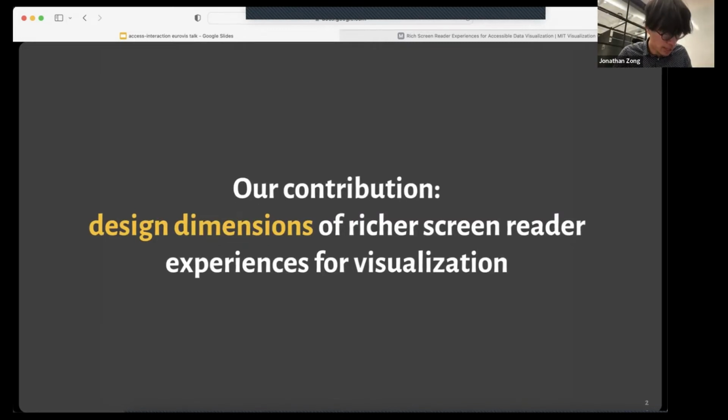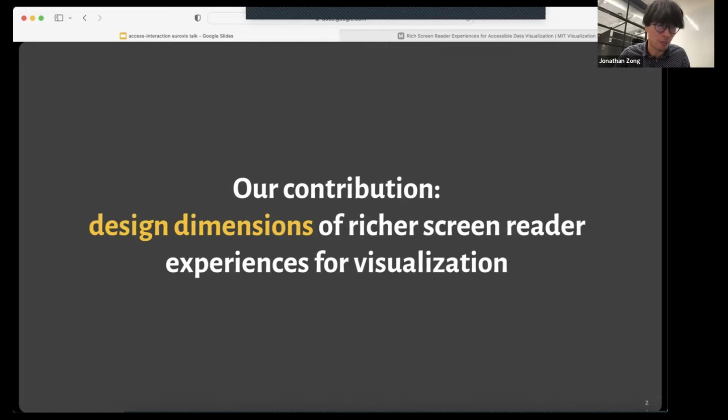So the idea that my collaborators and I were trying to explore is thinking about a set of design dimensions for richer screen reader experiences for visualization, that offer more control over moving up and down different levels of detail and exploring different parts of a chart.